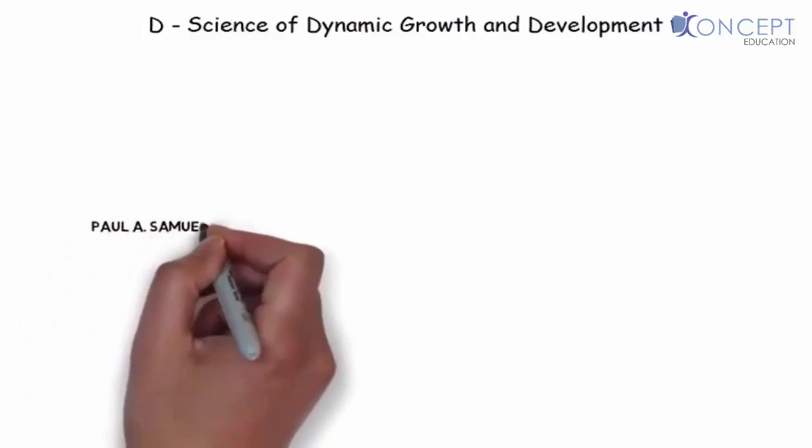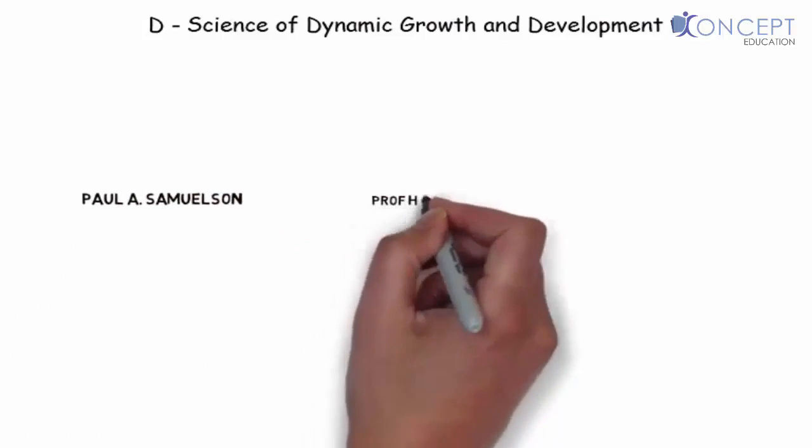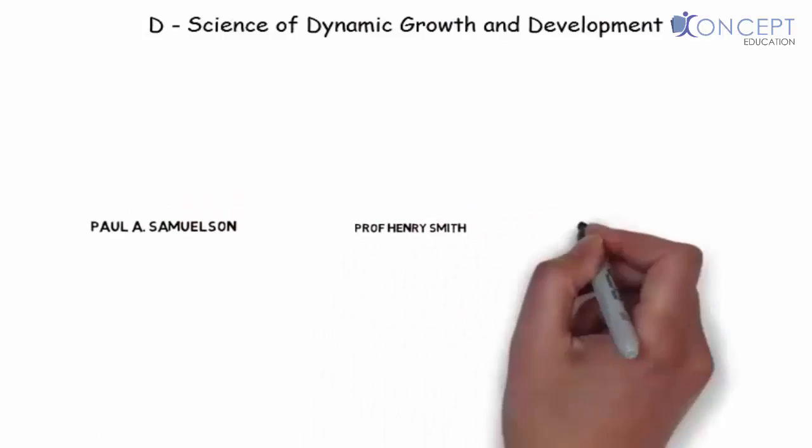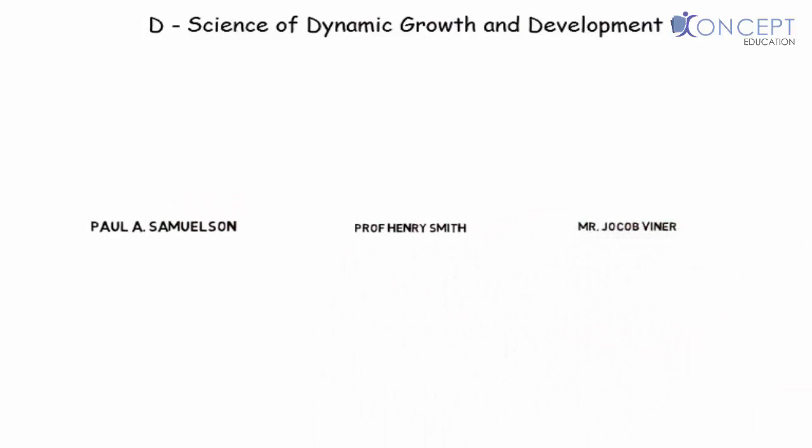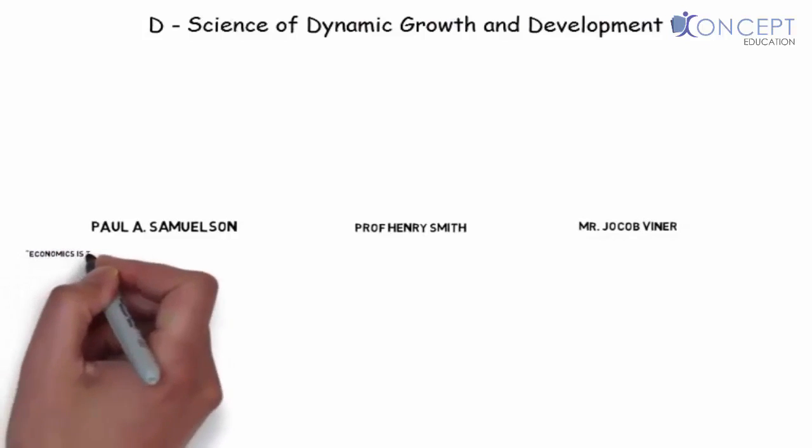Finally, we reach the last group of definitions, which is group D, Science of Dynamic Growth and Development. In this group, we have three economists. First, Paul A. Samuelson. Second, Professor Henry Smith. And third, Mr. Jacob Weiner. So let's look at Paul Samuelson's definition.